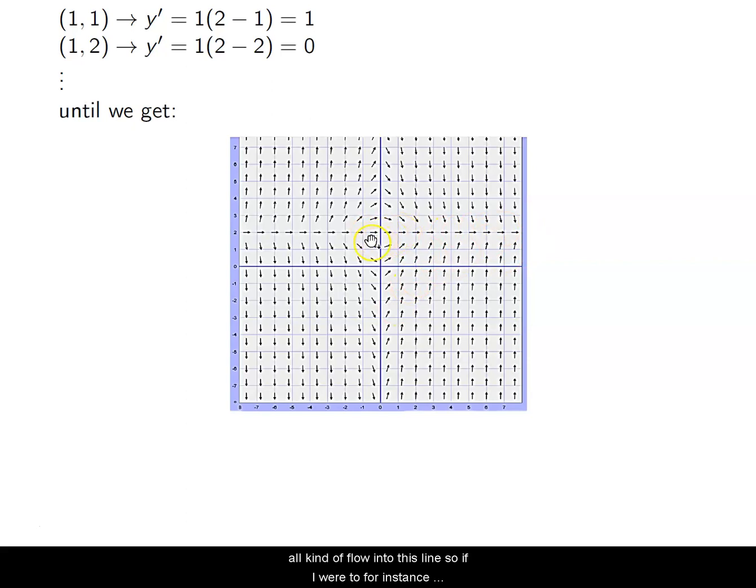If I were to, for instance, drop a ping pong ball into this flow, it would just flow in a straight line here. We'll get into this later, but we call this an equilibrium line, a line of equilibrium, or an equilibrium solution, I should say.